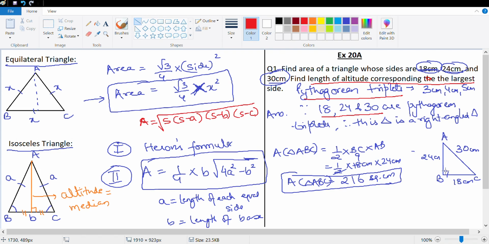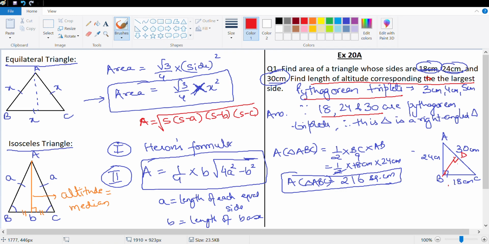Perfect, spelling mistake there. Anyway, so let's draw a perpendicular to the largest side. So we need to find the length of the altitude to the largest side. Let me just draw it properly. So this is the altitude to the largest side, which means let's name this point D.